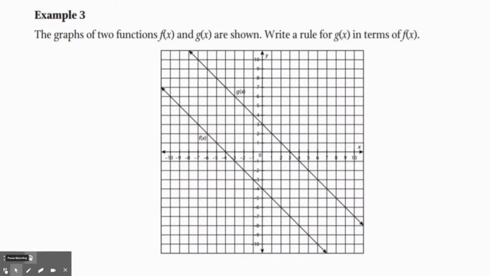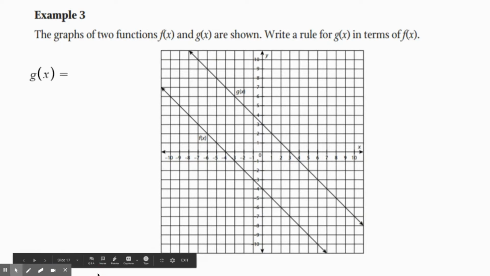Example 3. The graphs of two functions f of x and g of x are shown. Write a rule for g of x in terms of f of x. Now, people always get confused on this problem because they don't know which order to write the rule in. When it says write a rule for g of x, that's where you're going to start. G of x is equal to some rule. Now it says in terms of f of x, which means that f of x is going to be in the second part of this equation.